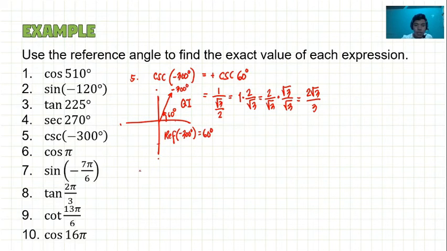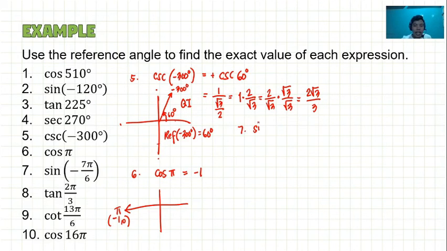Now for number 6, cosine pi. So where is your pi? Pi is here. So this is a quadrantal angle, and it has the coordinates -1, 0, right? So therefore, you can automatically solve this one. Cosine pi is the value of x of the angle pi, and that is -1. Okay, now let's have number 7.